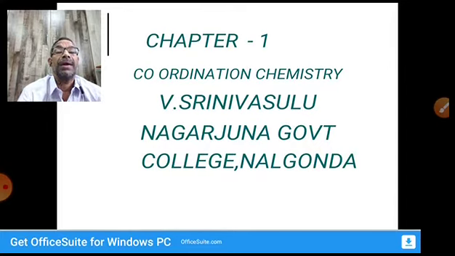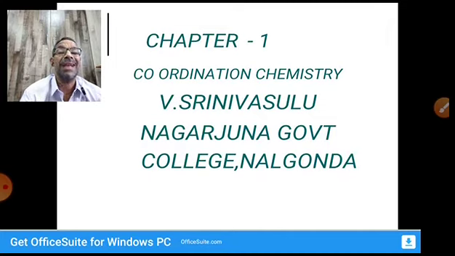Then we discussed valence bond theory, especially its important postulates, and using this valence bond theory we have explained different coordination compounds: tetrahedral complexes, square planar complexes, and octahedral complexes. By taking more examples, we have discussed different geometries of different coordination compounds, and finally we have discussed some drawbacks of this valence bond theory, which is proposed by Pauling.